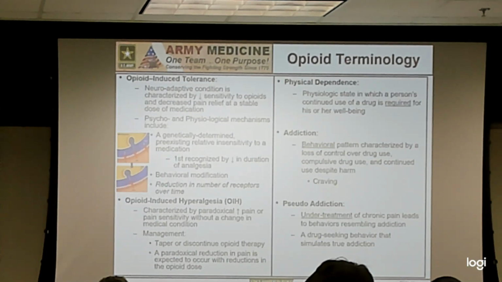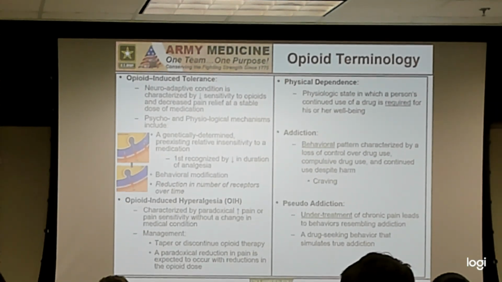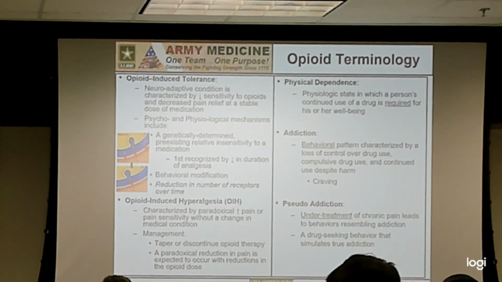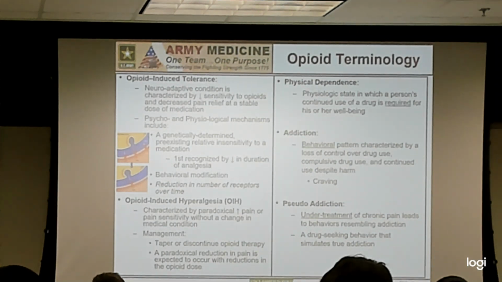Physical dependence, that's more of, okay, now your body is needing this. And that's when you'll see the patients go through withdrawal. You hear a lot of people who are addicted to drugs say they feel sick or dope sick. That's what this is, the physical dependence, because now you've kind of rewired how things are working in your body. And so you need it to actually feel well.